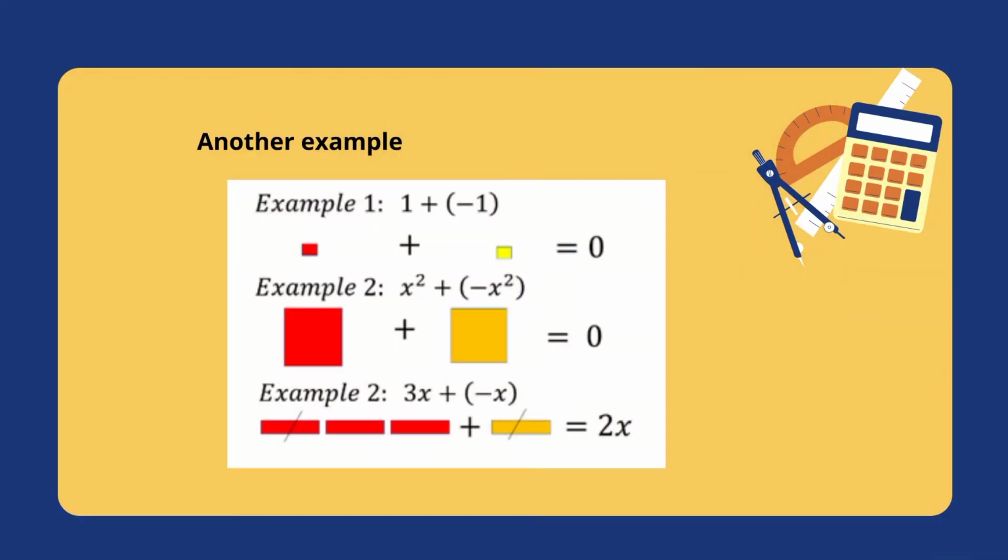After our activity, let's have an example. Example number 1, we have 1 plus negative 1 is equal to 0. Example number 2, we have x squared plus negative x squared is equal to 0. Example number 3, we have 3x plus negative x is equal to 2x.